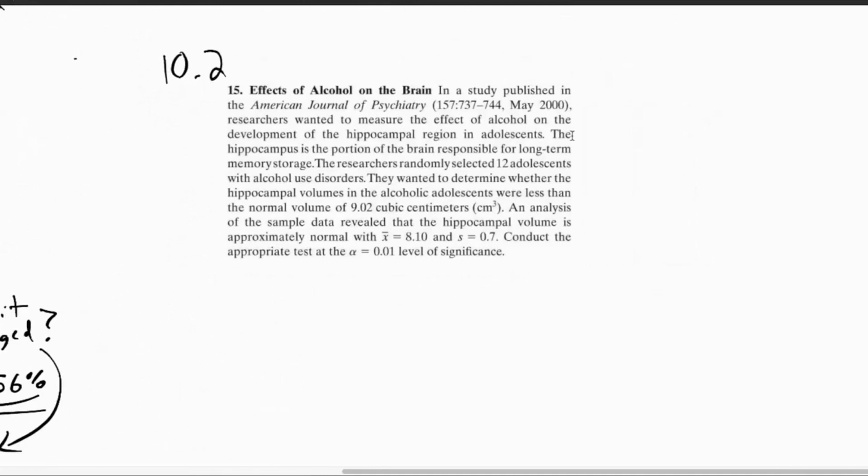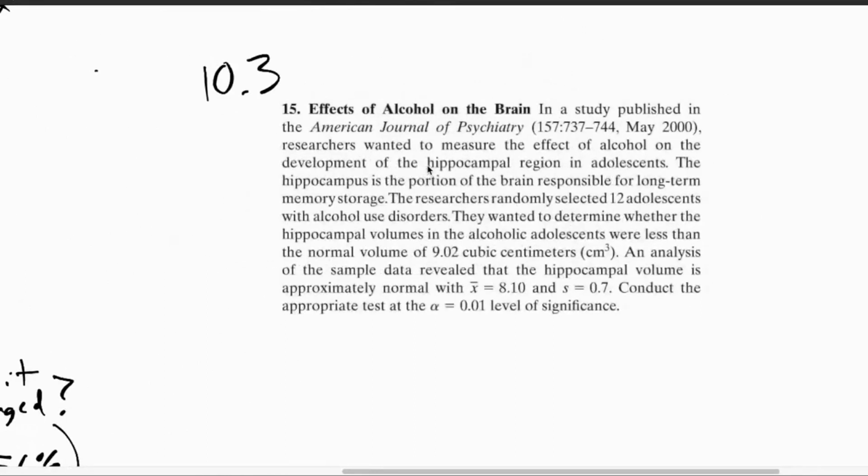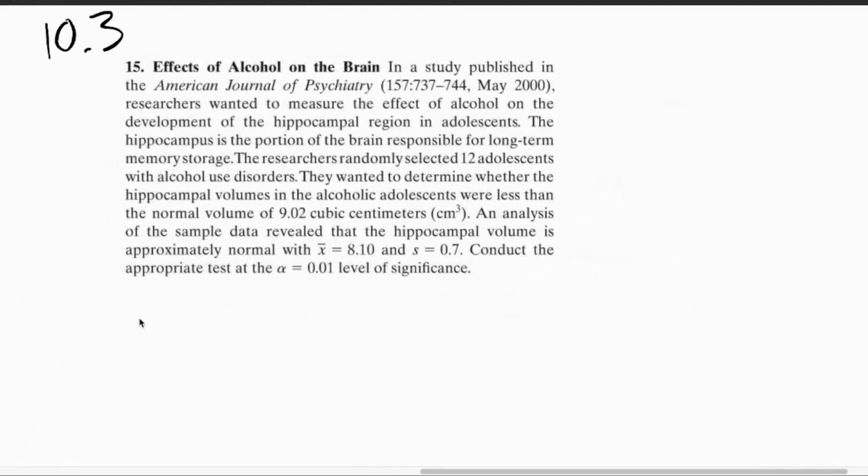We're going to do this example, number 15. Now we're going to be talking about brains and brain sizes. And does alcohol shrink your brain if you're an adolescent? Here is the problem we're working on. What's the sample size for this problem? 12 adolescents. That's a really low sample size.